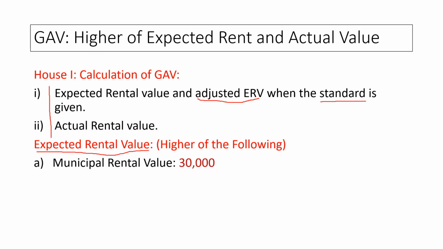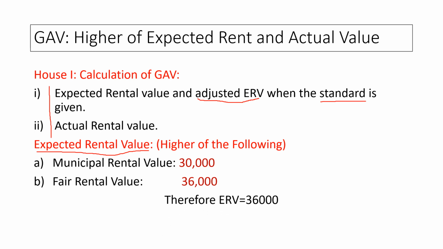Then, for calculating expected rental value, we require municipal rental value of 30,000. It is given in the question. Then, fair rental value given 36,000. So higher of the following will be considered as expected rental value. Therefore ERV will be 36,000. So here we have calculated this ERV.